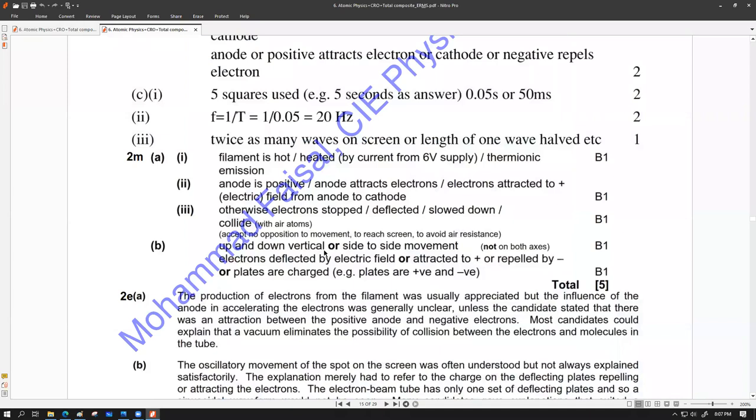Electrons are deflected, that is the observation. Then they went for the explanation: electrons deflected by the electric field, or attracted to positive or repelled by negative. So you can either write this whole thing or you can write this entire thing. I mean, the or is not optional between these two; the or is optional between these two phrases.